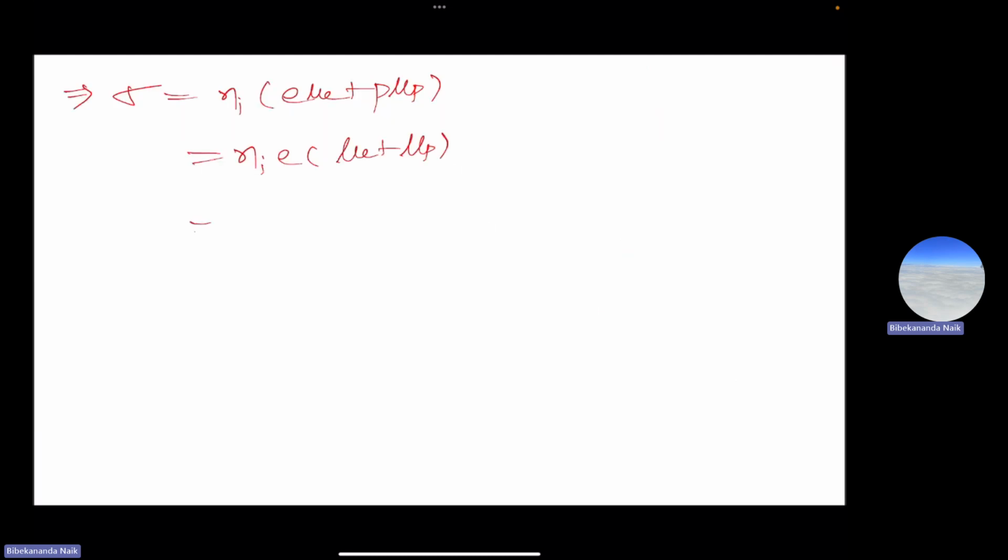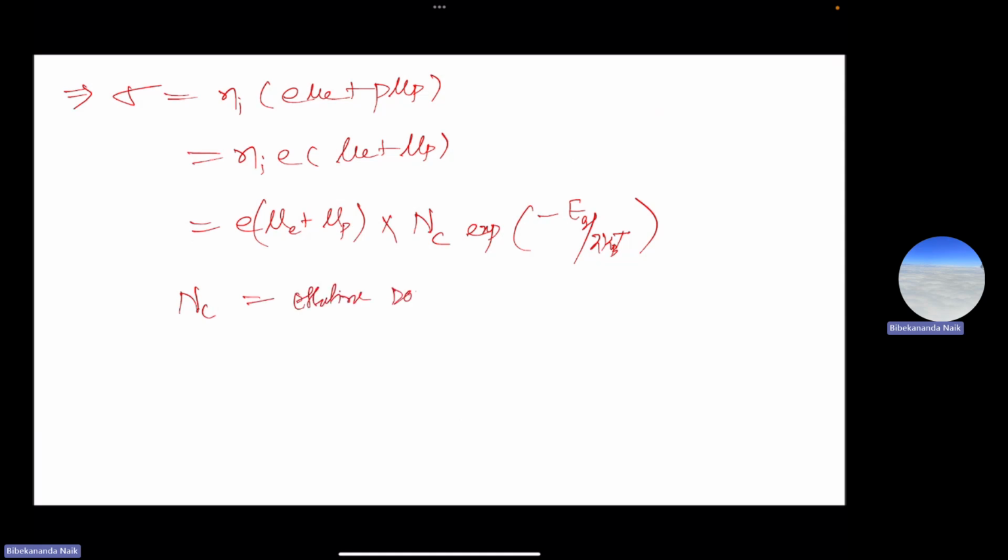So here we will put the expression that we have been using in the previous questions, that is e (mu_e plus mu_p) into, in place of intrinsic carrier concentration, it will be Nc exponential minus Eg by 2 kBT, where we know Nc is the effective density of states in the conduction band.